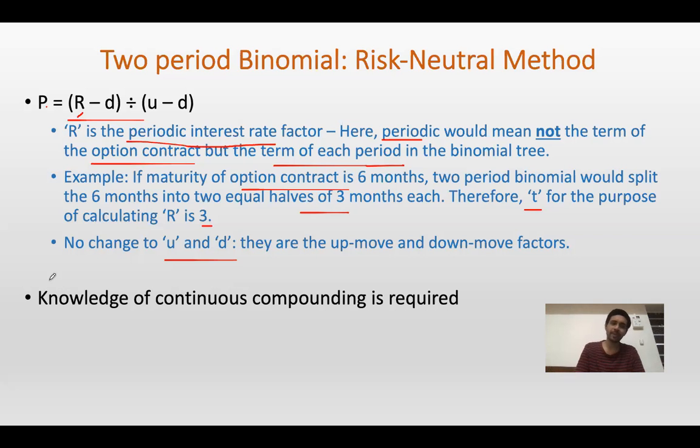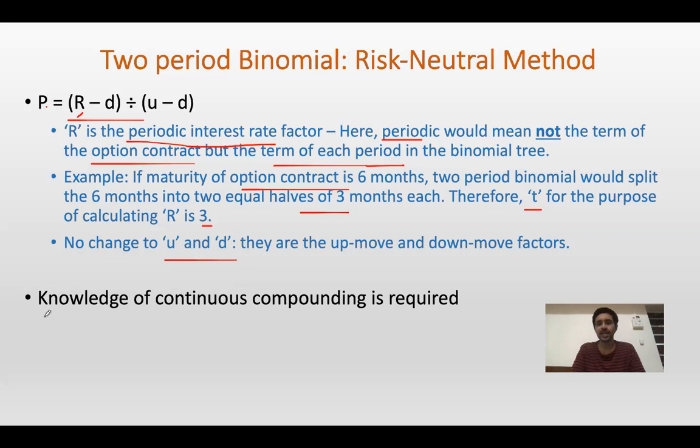Just to make that clear, I will also add a point that within u and d also there will be a change in the t that we use. It won't be the maturity of the option contract. It will basically be each period within the binomial model.